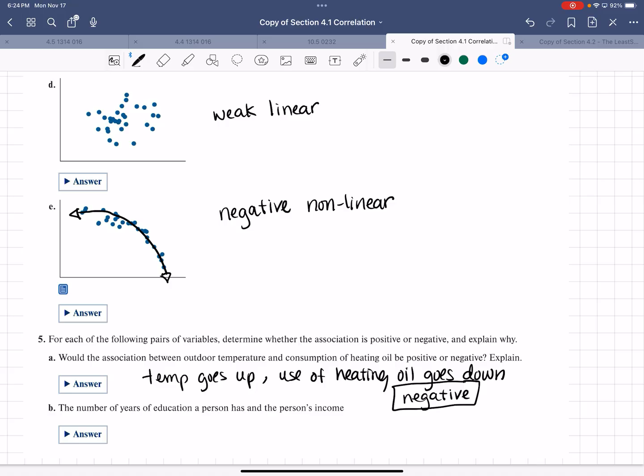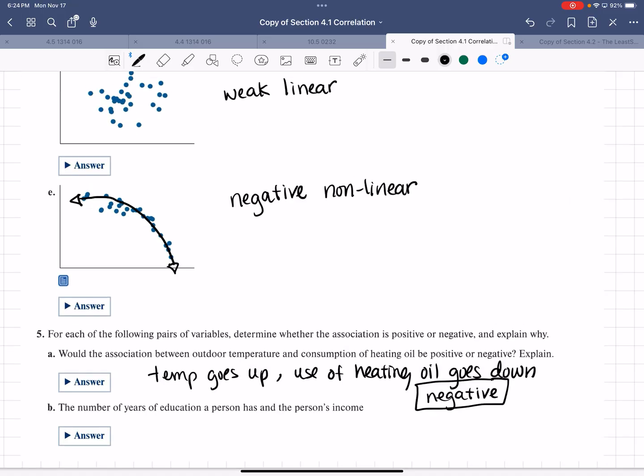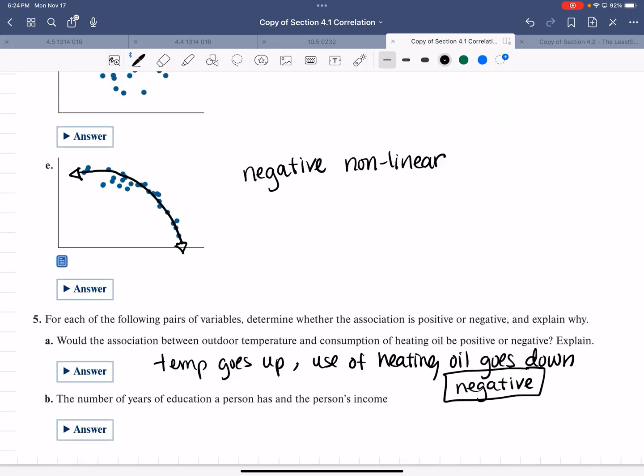Okay. This next one is something that we do preach to you guys. It's not always the truth. I'm living proof of that. But the number of years of education a person has and the person's income.